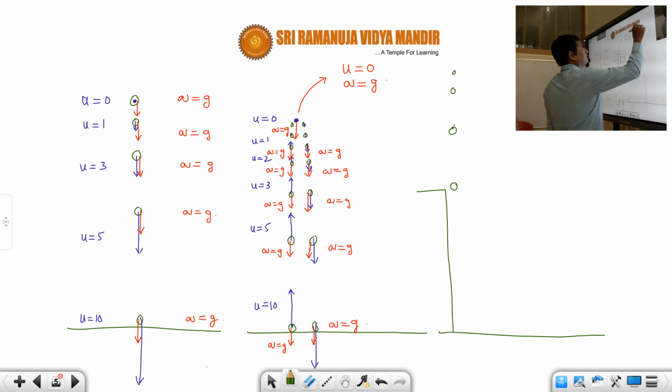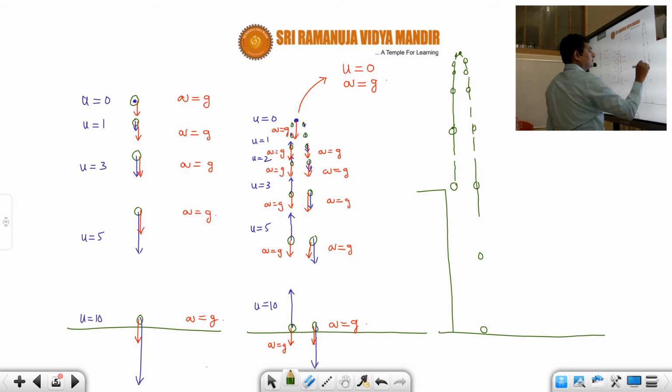Then afterwards it will decrease, then decrease, and then it becomes 0. Then again it will come down like this, and then like this. Okay, students. So now I hope you are understanding this one. It will go like this, and come down. Okay. So at every point you can see.